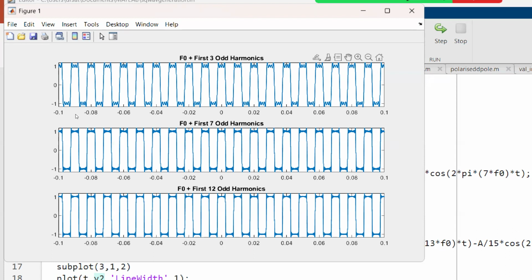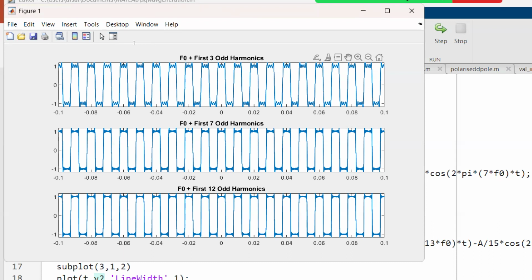And here you can see this is the y2 plot. In the y1 plot, we have the fundamental frequency plus the first three odd harmonic terms. Similarly, in the second plot, we have the fundamental frequency plus the first seven odd harmonic terms. Similarly, in this third plot, the y3 plot, this consists of the fundamental frequency and the first 12 odd harmonic terms.